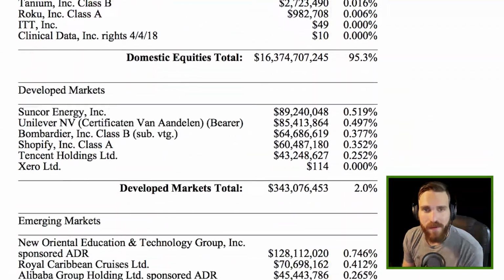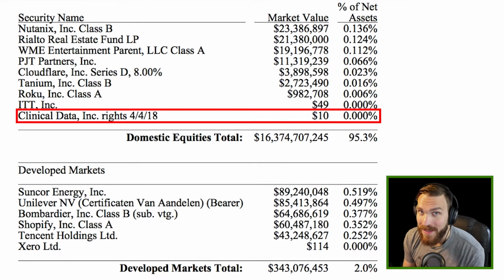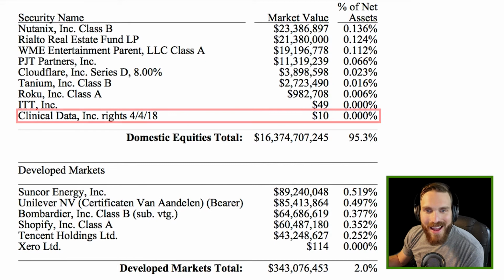So let's scroll down a little bit further and we'll see if we get to the end of our securities list on the next page. And once we get to the end of our list, we see a couple of interesting things. I think the most interesting thing is that Clinical Data Inc. There are some rights there. Remember, rights give whoever owns the rights the right to buy stock at a fixed set price. Now, those rights are only worth $10. I don't know how many they have, but just interesting to look at. It literally makes up 0.000% of the overall portfolio because it's just $10 compared to a $16.3 billion fund. It's nothing.